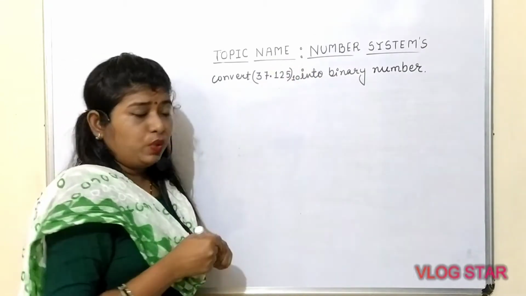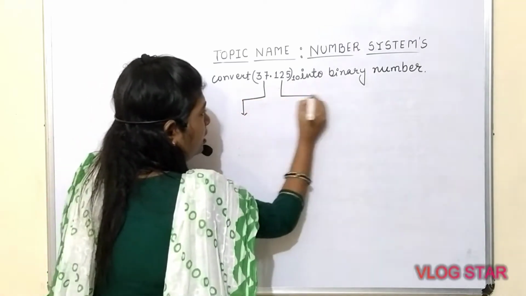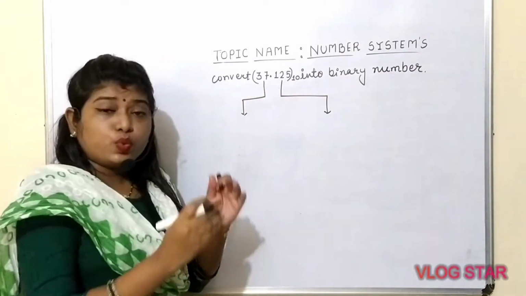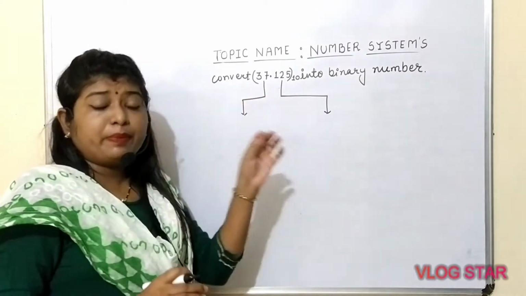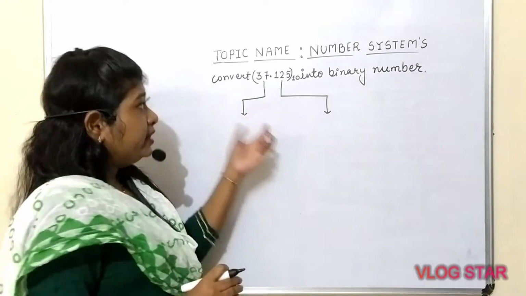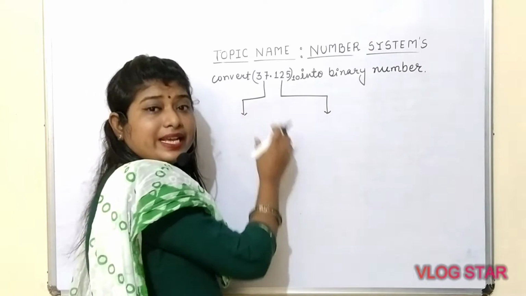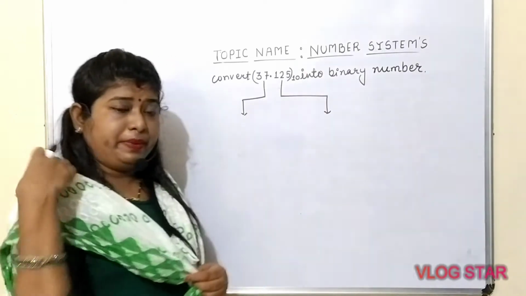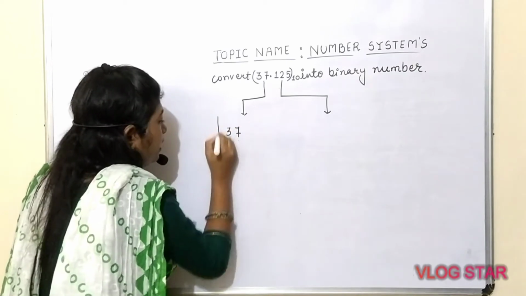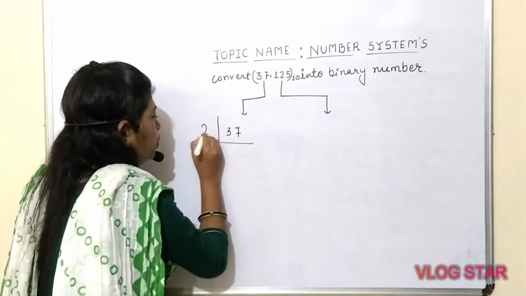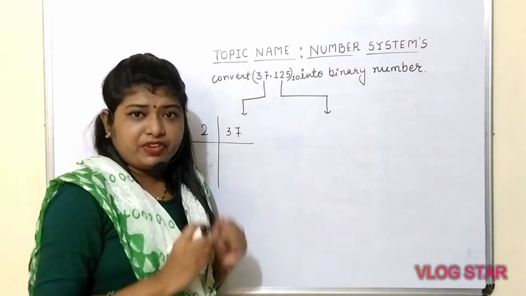So what you have to do? You have to break this number into two sections. Please pay attention over here. This is very important concept. Once you understand this particular concept, if the decimal point is there in the question, you will know how to convert the given decimal number into binary number. For that purpose, first you have to divide 37 by 2. Same procedure you have to follow what we had discussed in the previous lectures.